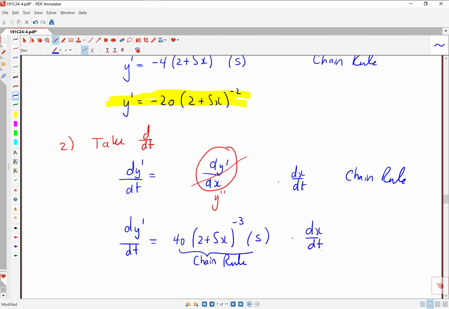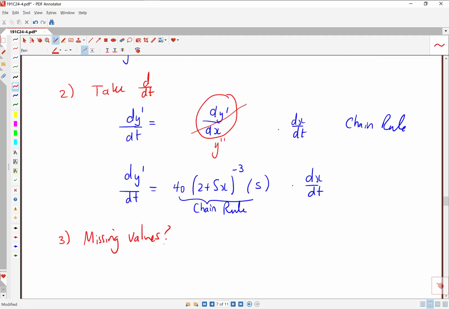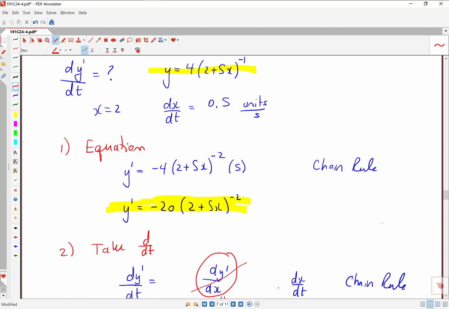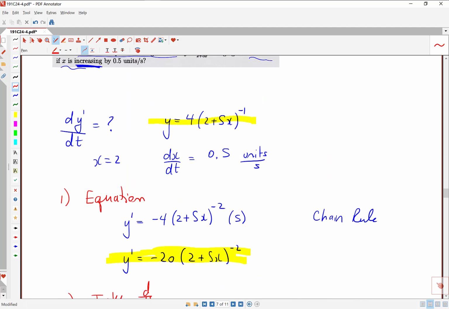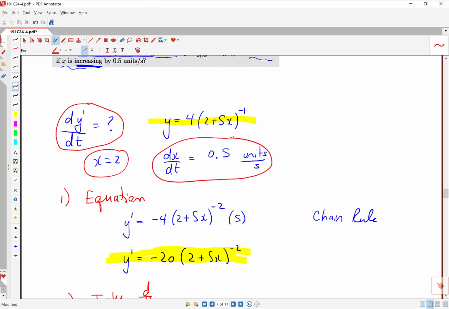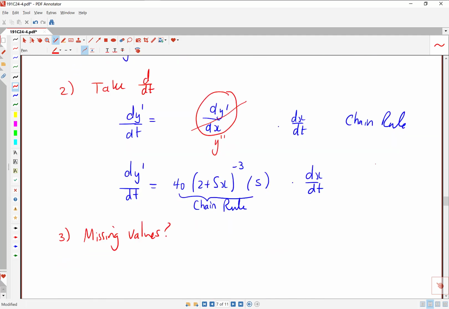So now we're done taking d by dt, and we'll start to think about missing values. So this is where it's super helpful to have gathered all the information at the beginning of the problem, because the last thing I want to be doing right now is reading the word problem over and over again. Much easier if we just look back at the beginning of the problem and see what we know. So let's refresh our memories. dy prime by dt is what we're trying to find. What we have is an x value, and we have a dx by dt value. So let's see if that's enough to solve the problem.